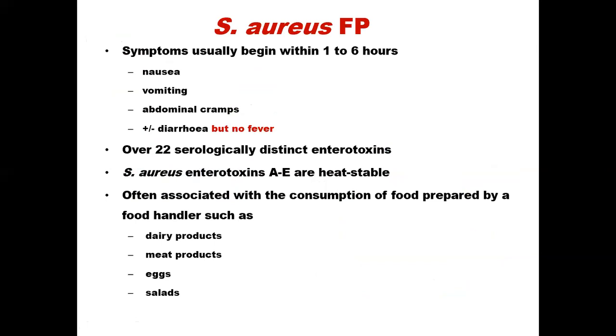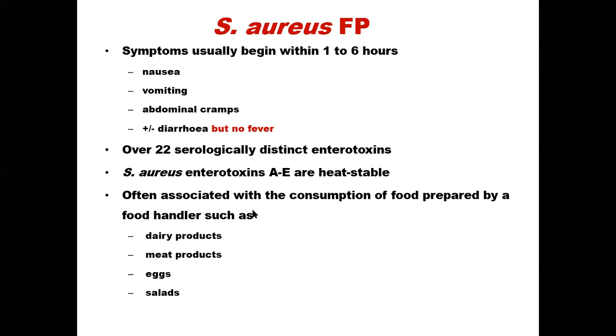Now let's discuss Staph aureus food poisoning. Symptoms usually begin within 1 to 6 hours. What I want you to note is that with this condition, there is no fever. The moment the patient has fever, you are most likely not dealing with food poisoning. You probably have an invasive or infective process going on. Now, the organism has 22 serologically distinct enterotoxins, and we actually use these enterotoxins to characterize Staph aureus when we perform molecular assays.